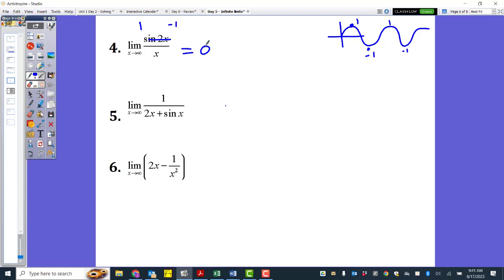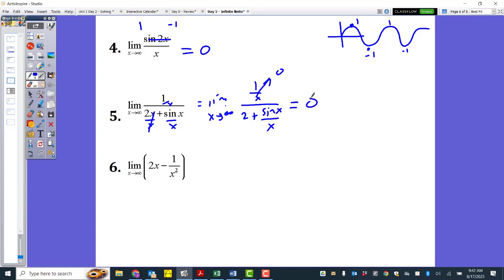Okay? Similar thing happens here, but this time we don't have a sine divided by x. Well, we do if we use the brute force method. Divide everything by x, and these cancel. We're left with limit as x goes to infinity of 1 over x over 2 plus sine x over x. This one's going to go to 0, and then it doesn't matter what this one goes to. If it goes to 0 or infinity, you have 0 divided by a number. That'll give you 0. Okay?